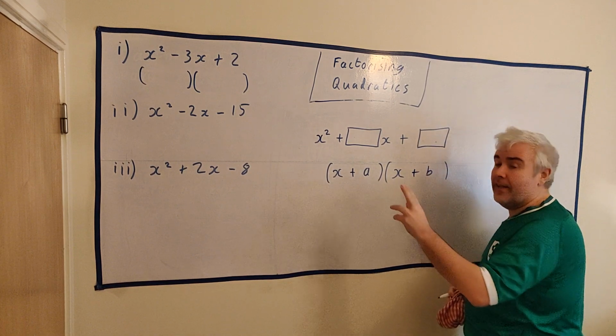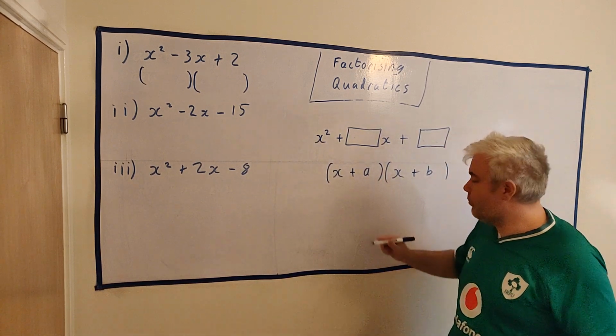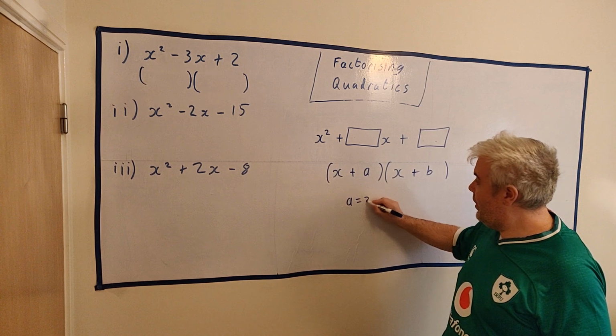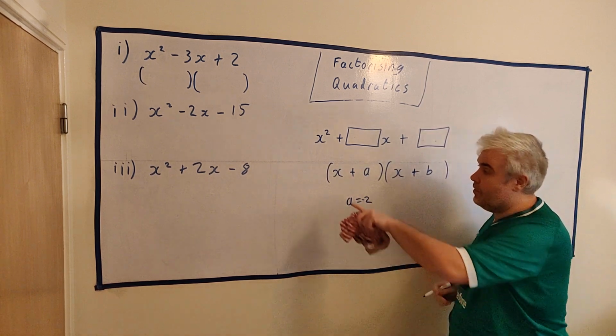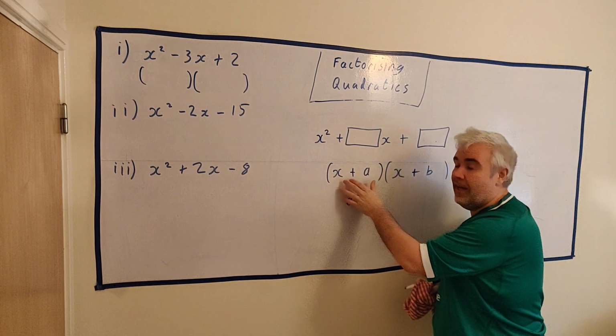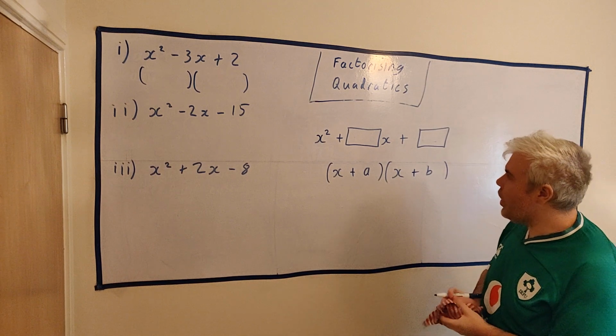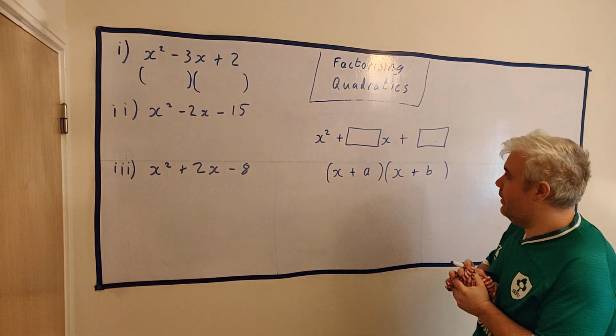x plus A. Now just be careful, there might be a minus though. That's because A might equal minus 2. Then it becomes x plus minus 2, which is just like x minus 2. So don't be afraid of that. Okay, so every answer is going to look like this.